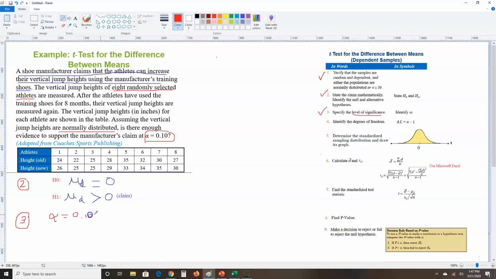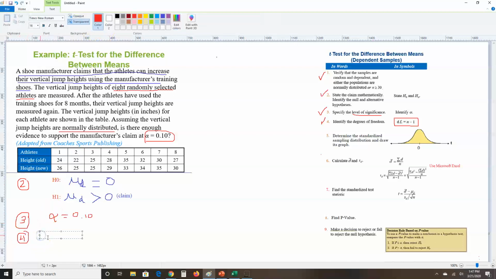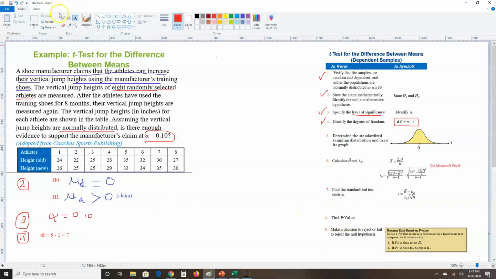Step 4 now. Okay, we're gonna find the degrees of freedom. This is the formula we're gonna use to find the degrees of freedom. So for step 4, I'm gonna type instead of write it. So we're gonna have here df, degrees of freedom, equals n. Who's my n? How many athletes we compare their vertical jump heights before and after? 8. Okay, 8 minus 1, because that's what the formula says. So our degrees of freedom is 7. And we did step number 4.